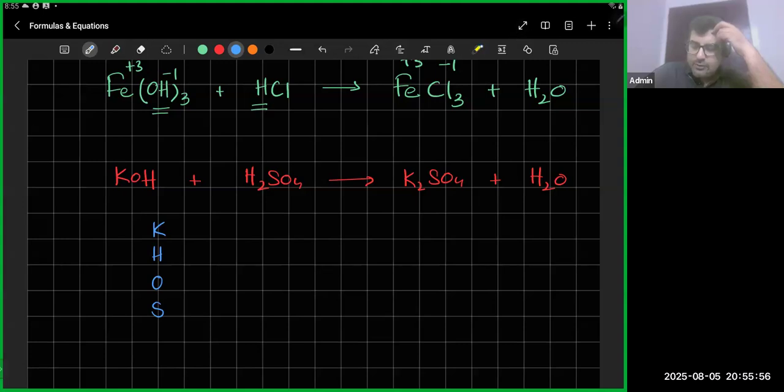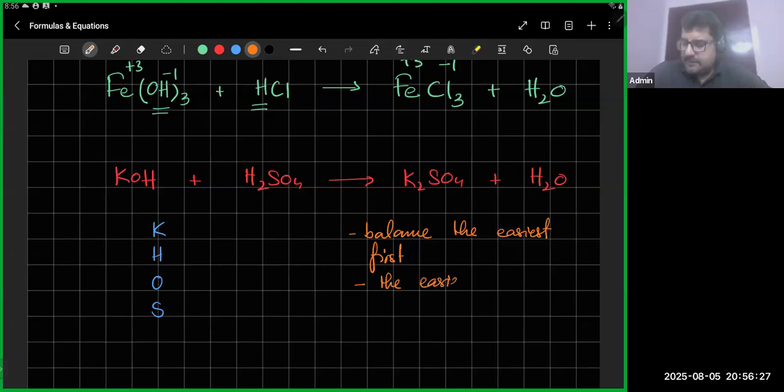The first thing that you should do when you're balancing an equation is that you should balance the easiest first. And which one is the easiest? लिख देते हैं, you balance the difficult ones at the end. So balance the easiest first. So how do you figure out which one is the easiest? The easiest is the one that comes in the least number of places. So it appears in least number of places.